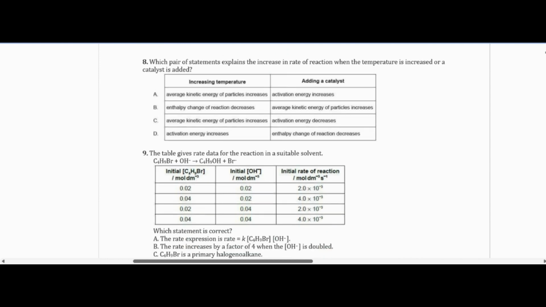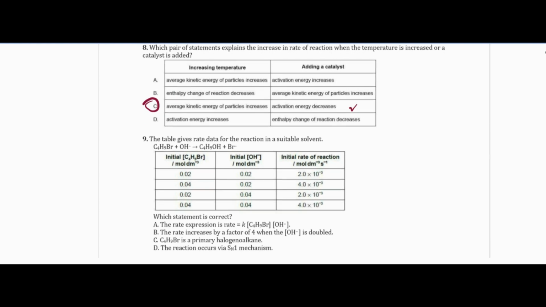Which pair of statements explains the increase in rate of reaction when the temperature is increased or a catalyst is added? Well, we've just talked about the catalyst. What it does is it decreases the activation energy. So that already is just C. And increasing the temperature is all about the average kinetic energy of particles. So obviously if we increase that, then that will increase. So it will be C.